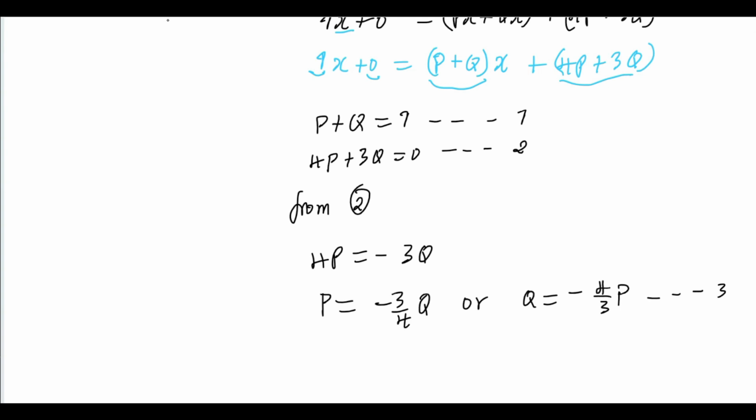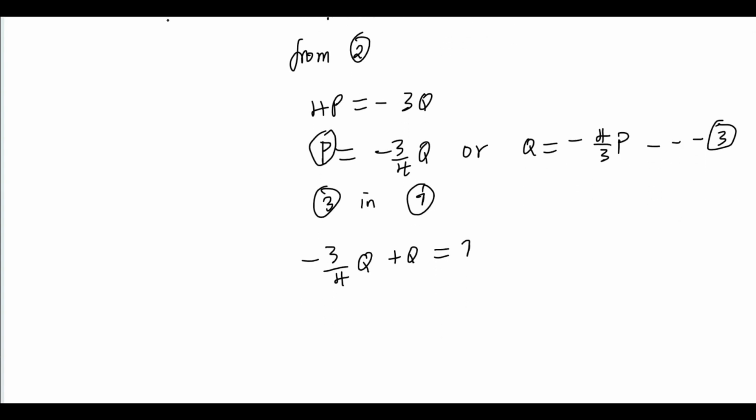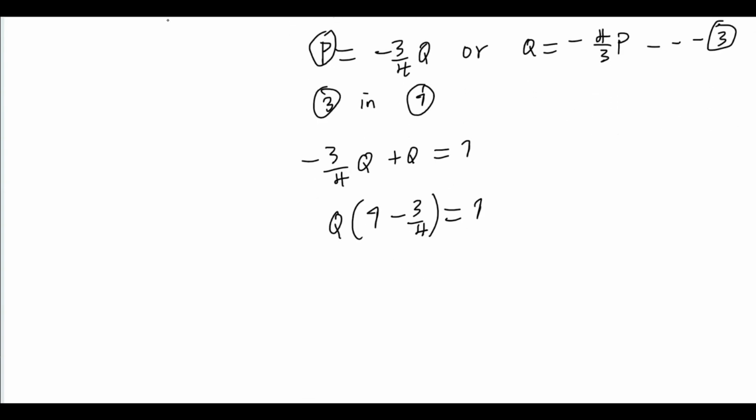You can call this equation 3, and then you put equation 3 in equation 1. Anywhere we see p, we can replace it with our p here, meaning that we can have minus 3 on 4q plus q. This will give us 1. In this case, it's going to help us get the value of q. We can rearrange this as q into 1 minus 3 on 4. This is just to help us see how to easily compute this. So meaning that q should be 1/4.